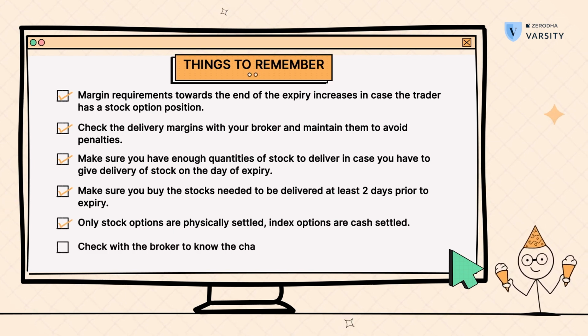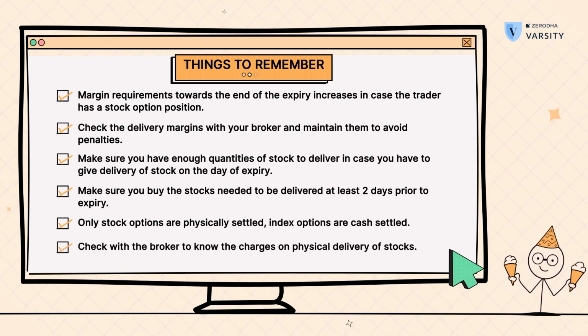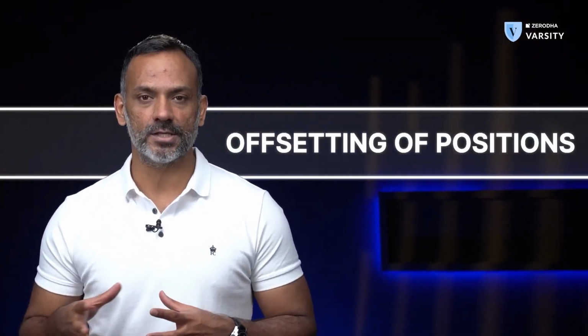Most brokers charge a physical delivery brokerage. Please do check with your broker to figure out how much the broker is charging you to facilitate physical delivery of stocks. Personally, I'm not a big fan of physical settlement. Therefore, I ensure that I exit all my option positions before expiry to avoid getting into the hassle of physical settlement. Finally, there is a concept of offsetting of positions.